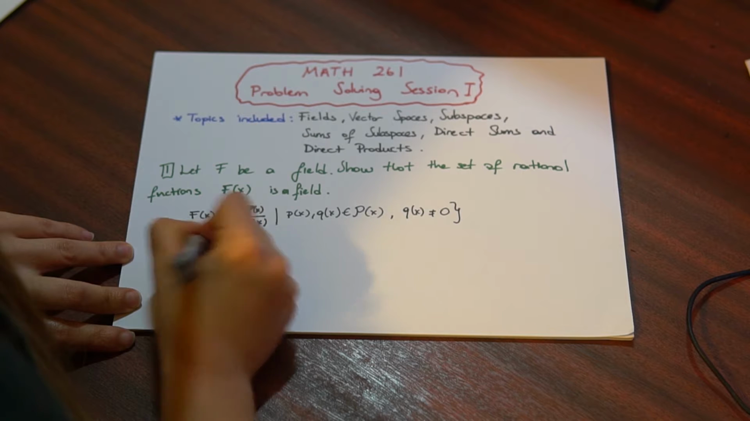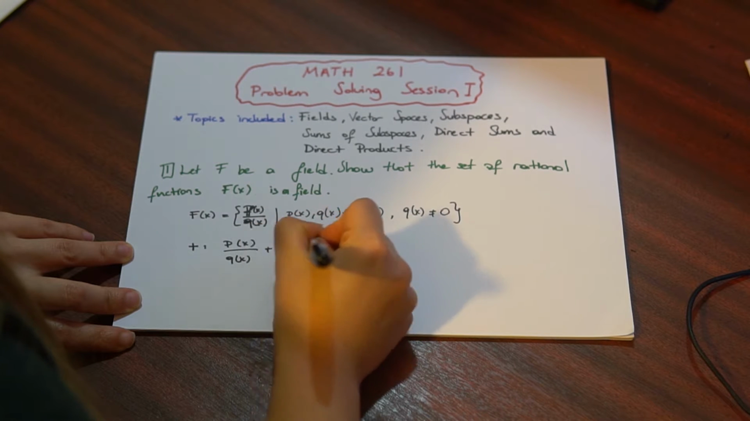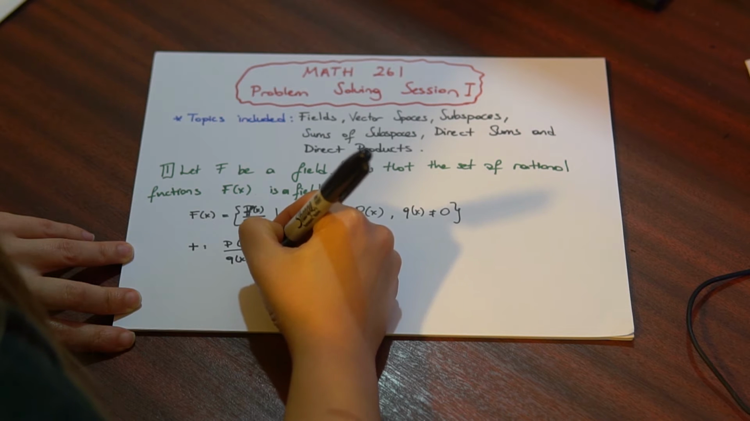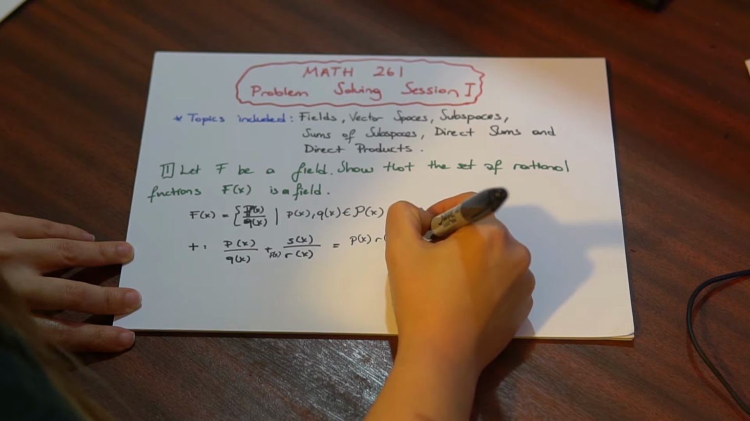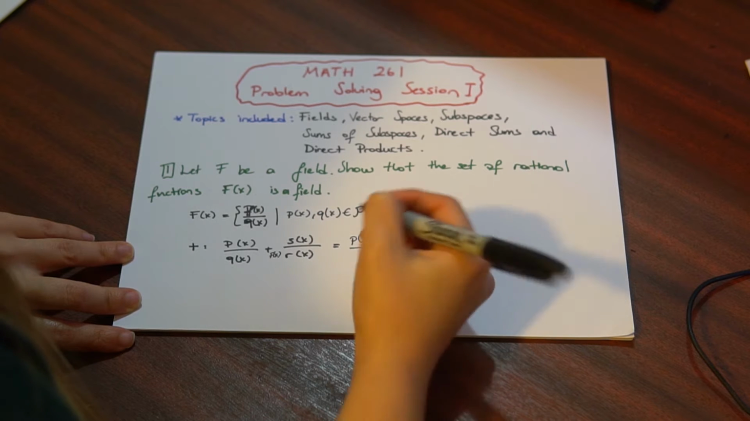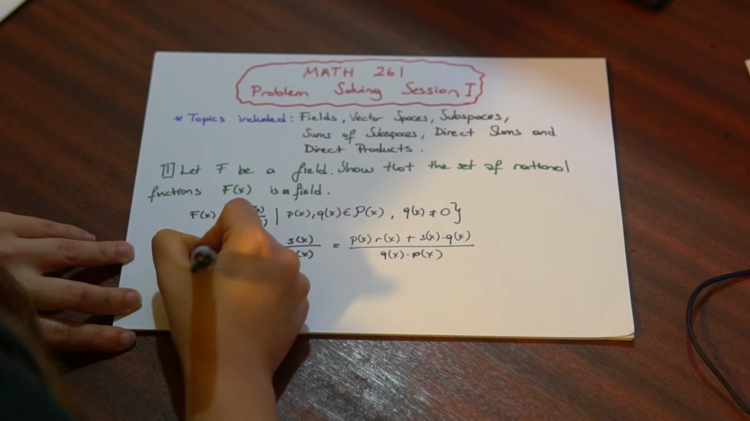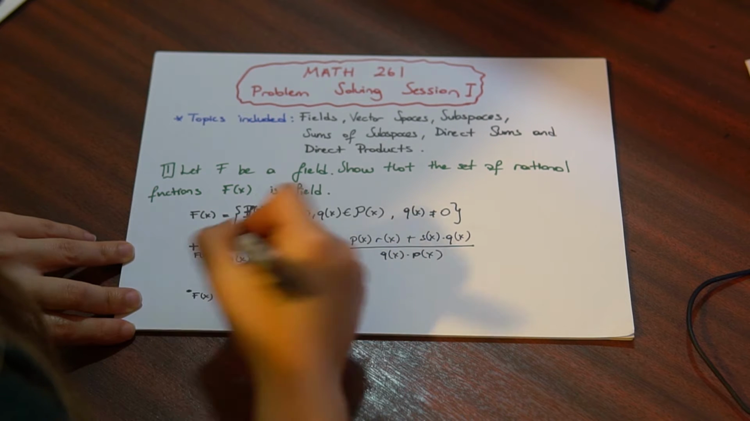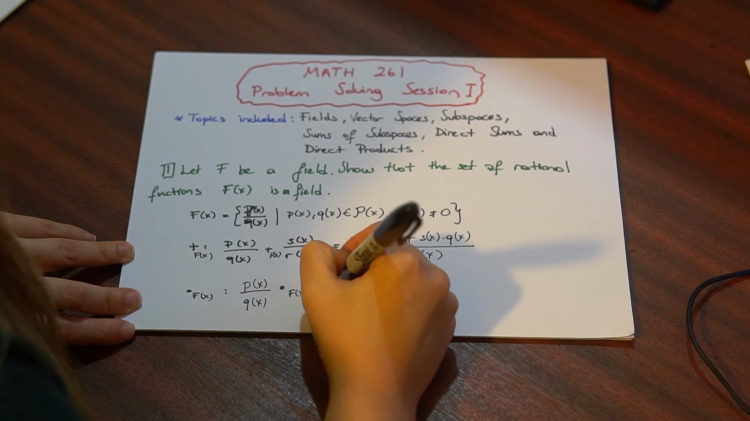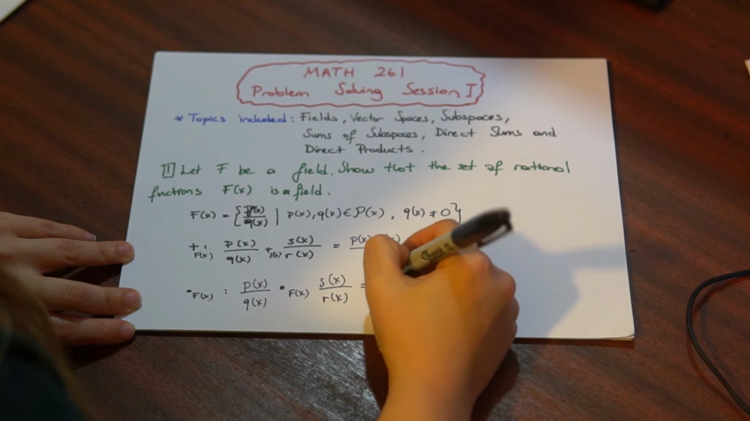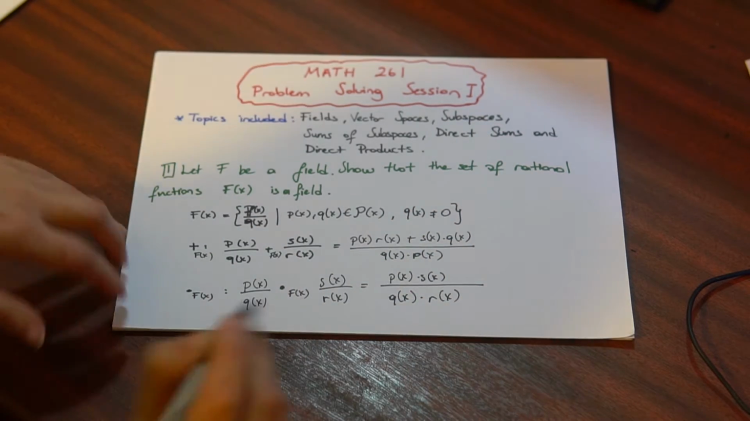The addition is defined as p(x) over q(x) plus s(x) over r(x) is equal to p(x) times r(x) plus s(x) times q(x) over q(x) times r(x). And the multiplication on this field is defined as p(x) over q(x) times s(x) over r(x) is equal to p(x) times s(x) over q(x) times r(x).